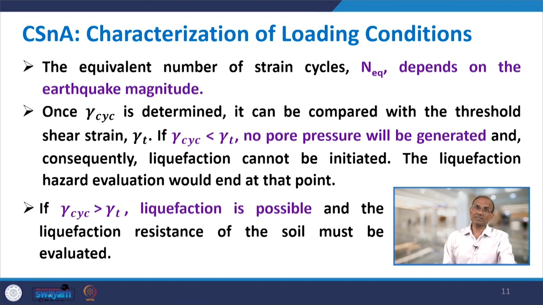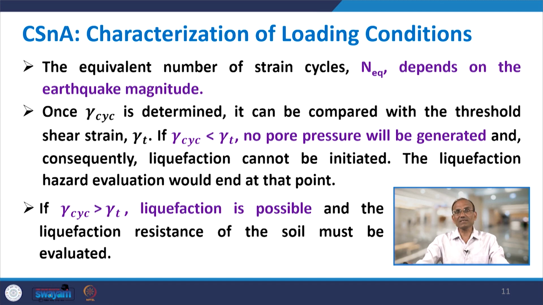Now coming to the characterization of loading conditions, the equivalent number of stress cycles, N equivalent, will depend on the earthquake magnitude. This is similar to what we have seen in the cyclic stress approach, where for a magnitude 7 earthquake N_eq was 10, while for 7.5 it was 14 cycles.